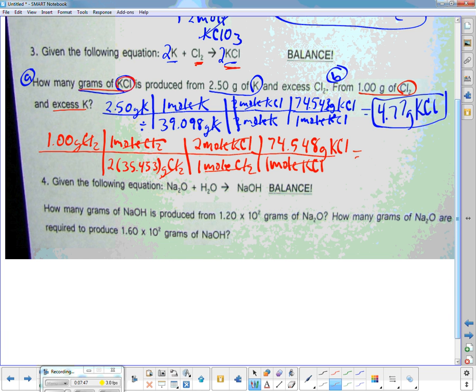So 2 times 74.548, and I can actually, if I wanted to, cancel the 2's out. So 74.548 divided by 35.453 should be about 2 point something. 2 point what? 2.10. Do I have a second? Okay, and it is grams of KCl. Good job.